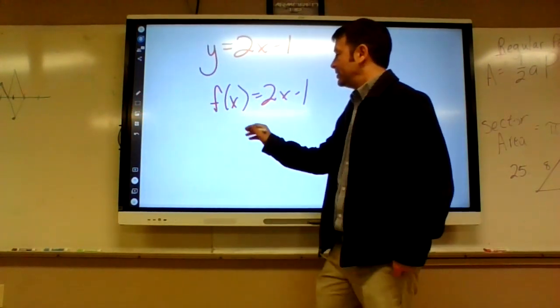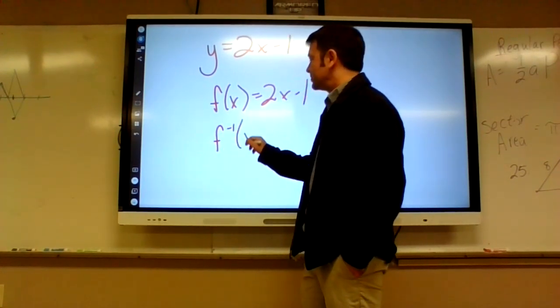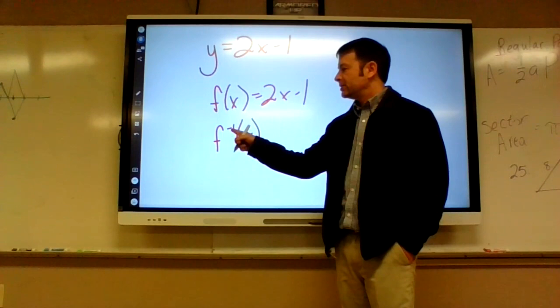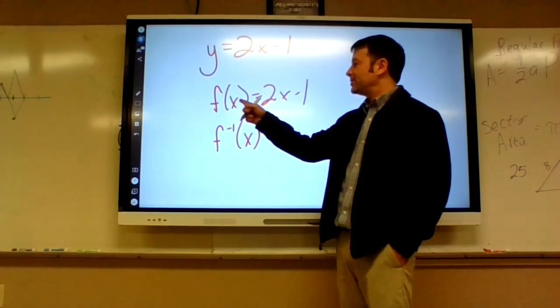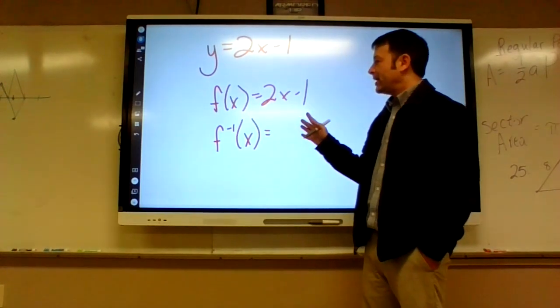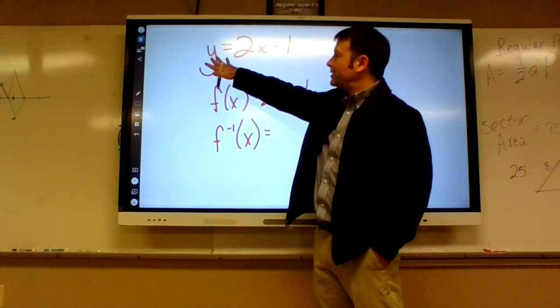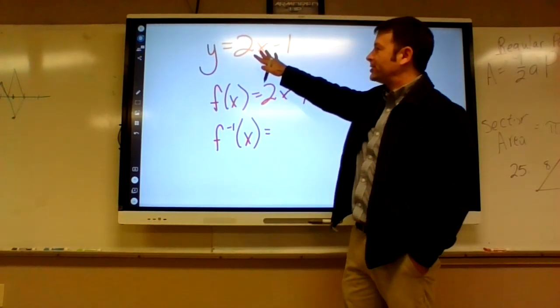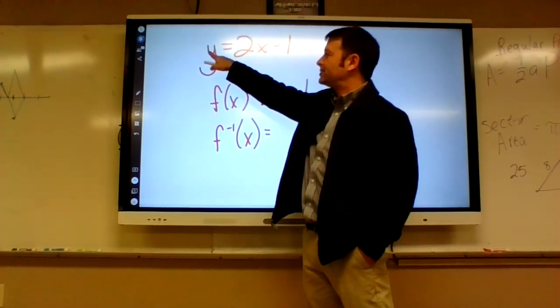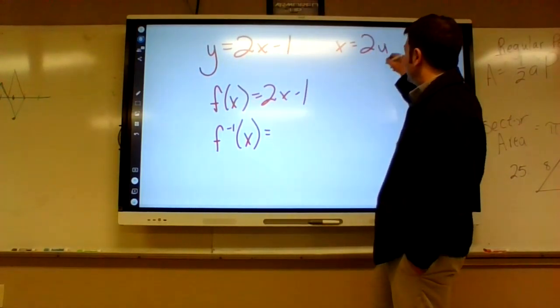This is the notation for an inverse function. If this is the original function, its inverse would be written like this. How do I find an inverse function? Basically, you take the original function, y equals 2x minus 1, and you switch the x and the y value. So x equals 2y minus 1.